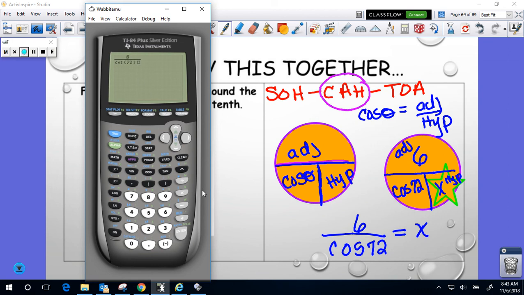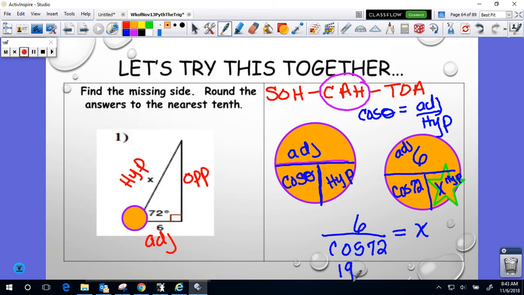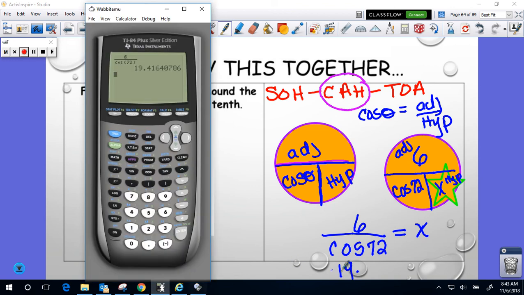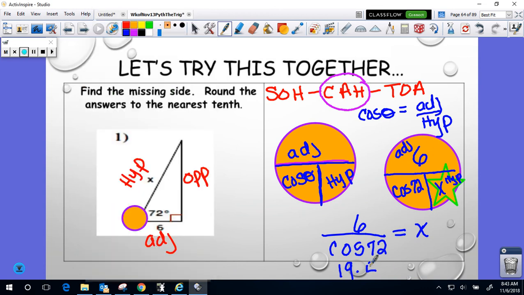So here, I'm putting this in, and I'm going to push enter. I'm going to double check my mode to make sure it stayed on degree, so we're good. So here, we know that 19 point, and it said round to the nearest tenth. So since this is a 1, this doesn't make this 4 go up. So 19.4 is what X equals. And we did it.